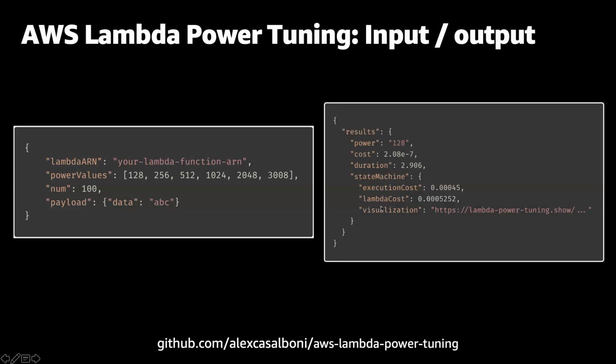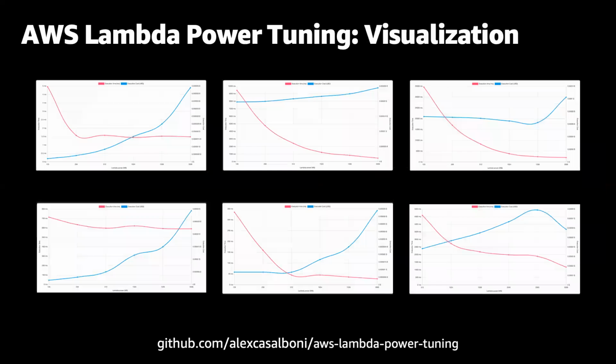And the best thing you get out of all of this is a visualization URL. It's hosted on lambda-power-tuning.show. That's a website that I own. It costs you nothing, and it's totally privacy compliant. There is no data sharing, so it's not a database, it's not a service. It's just a client-side data visualization tool that gives you exactly those types of data visualization.